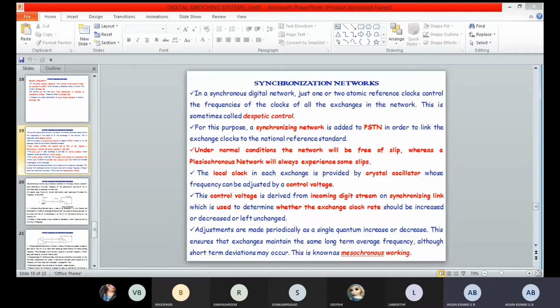Relationship. And then the clock frequency of the exchange influences the frequency of the other one. That is the first stage. It may be unilateral or it may be bilateral. For this purpose, we can see this figure also.